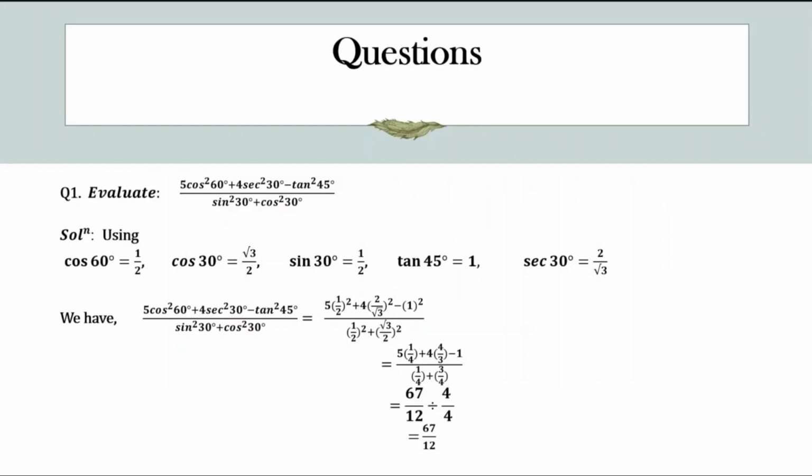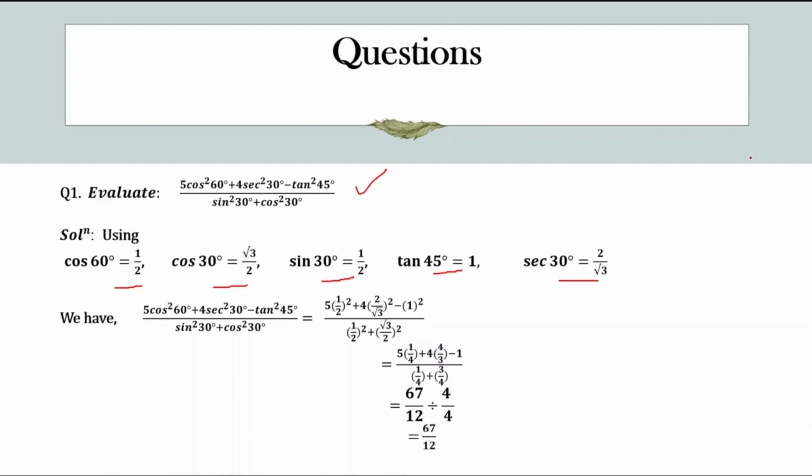The first question is, evaluate 5 cos square 60 degrees plus 4 secant square 30 degrees minus tangent square 45 degrees, over sine square 30 degrees plus cos square 30 degrees. So you can evaluate this only when you know the values of cos 60, secant 30, tangent 45, sine 30 and cos 30. We have already learned how to make the table, so we know the values. Sine 30 is 1 by 2. Cos 30 is root 3 by 2. Cos 60 is 1 by 2. Tangent 45 is 1. Secant 30 is 2 by root 3. Directly substitute these values. So let's do it.